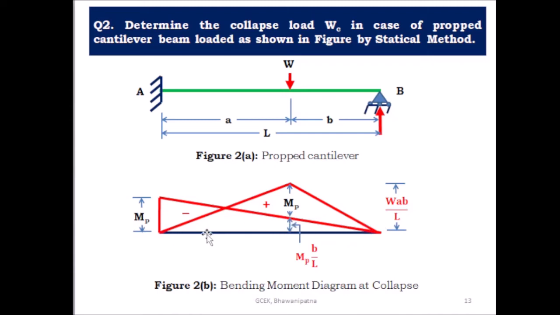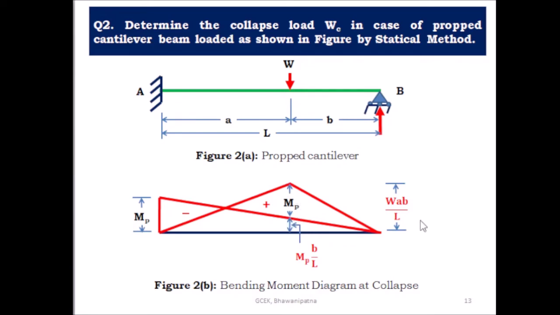So MP by L is equal to X by B. So X is equal to MP into B by L. What is the total plastic moment here? The total plastic moment is equal to the maximum bending moment at the loading point. At the loading point, the maximum bending moment WAB by L is equal to MP plus MP into B by L.